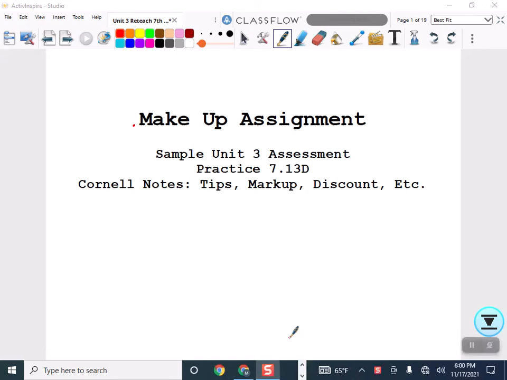Makeup assignment. This here is to help you with the assignment we've been working on for the past few days. We start out with sample unit 3 assessment. Then we have practice 7.13. It's a 2-page, front and back. Well, it's one sheet of paper, front and back. And then we finish up with the Cornell notes of tips, markup, discounts, and etc. All right, let's get into it.